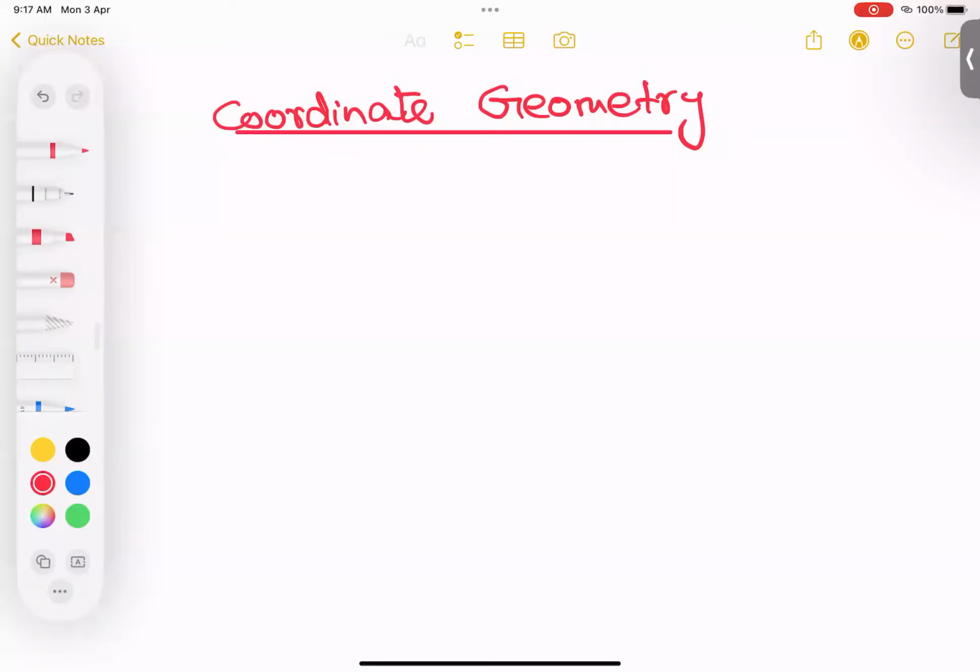Coordinate geometry. In this topic, first of all, the formula which we'll discuss is the gradient. All of you know some part of it; we have done it to some extent in the second or third term. The gradient formula is y2 minus y1 over x2 minus x1. Gradient is represented by m.